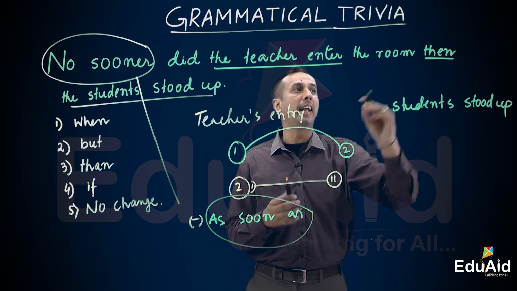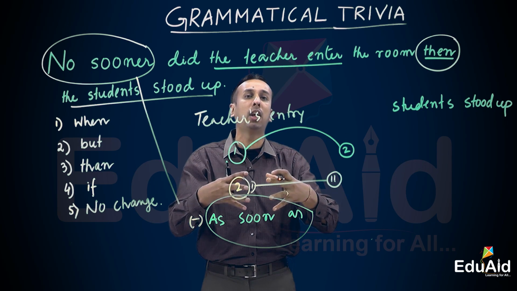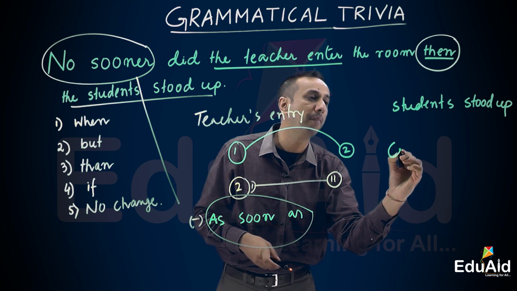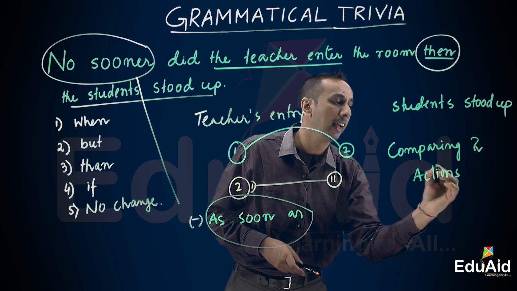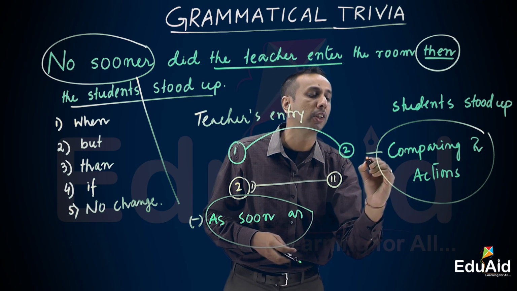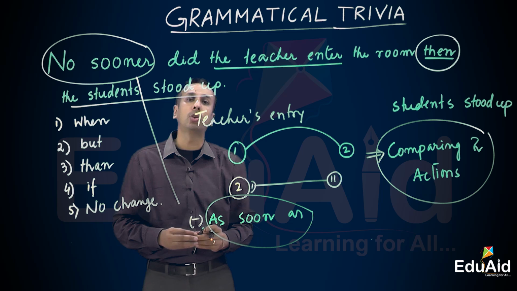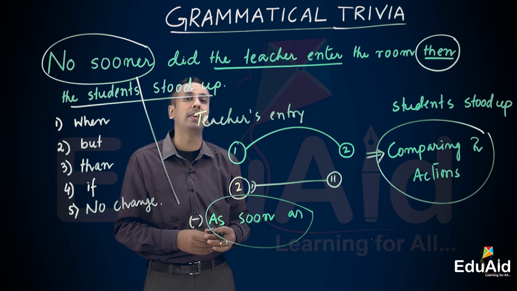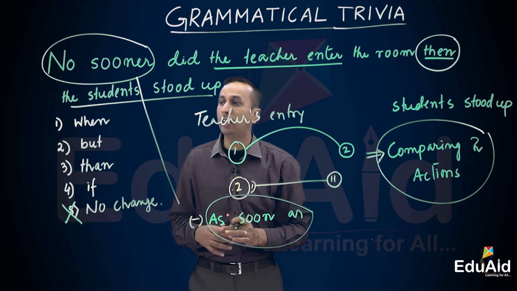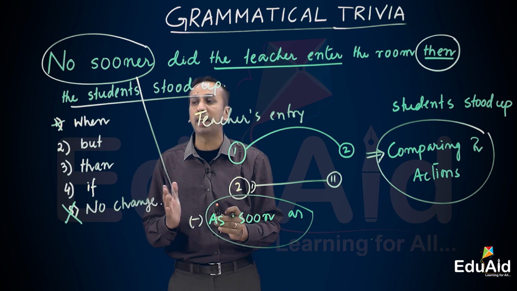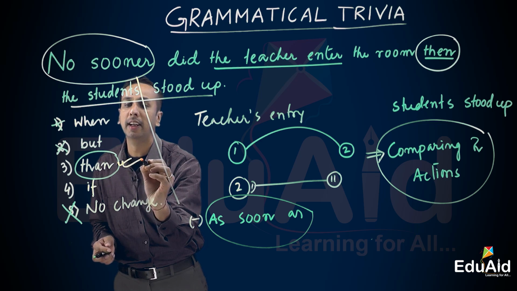Now if I use then, then means the later action happened afterwards, but here both the actions happen at the same time. What we are primarily doing here is comparing two actions. Always remember, in a sentence with no sooner we compare two actions, because no sooner is the negative version of as soon as. When we use then, that will mean it happens afterwards, but it does not happen afterwards, it happens together. So the no change option is straight away eliminated. Change is needed. It cannot be when, it also cannot be but, also cannot be so. As we are comparing both the actions, it has to be followed by than.